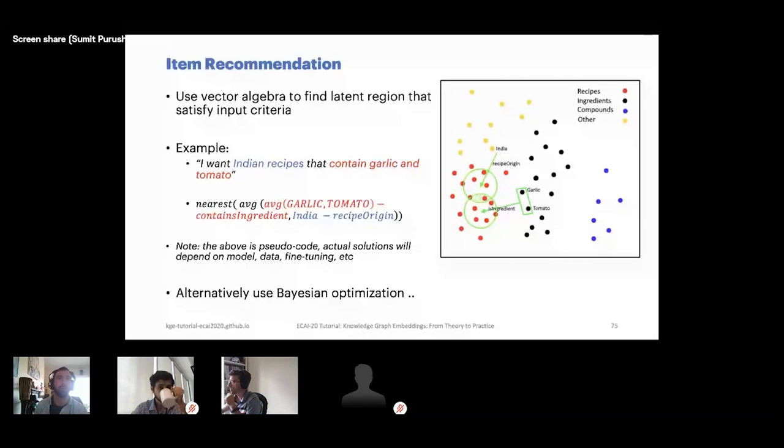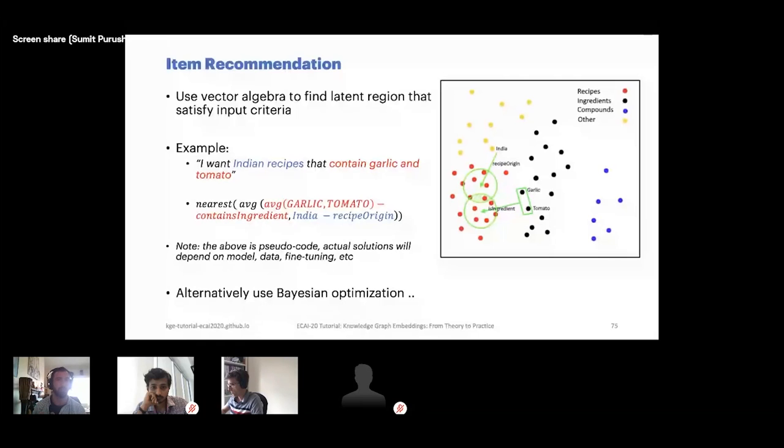On the diagram on the right, it's not a real diagram, just for illustration. We can see the two entities, garlic and tomato. So we're taking the average of their regions within the latent space. We're taking the reciprocal of the contains ingredient relation to bring us to the region of latent space containing recipes with garlic and tomato. And then we're also taking the India concept and taking the reciprocal of the recipe origin to bring us to recipes that should originate in India.